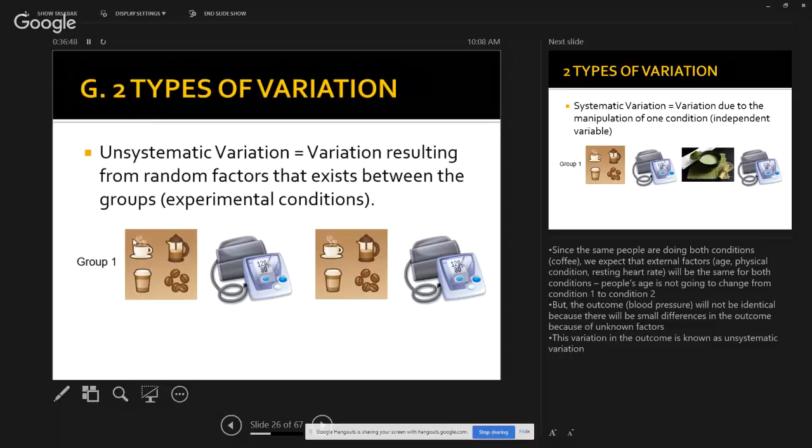You could do everything best practice, gold standard. You will never have the same data for the exact same condition, and that is just called unsystematic error. We can't do anything about it.